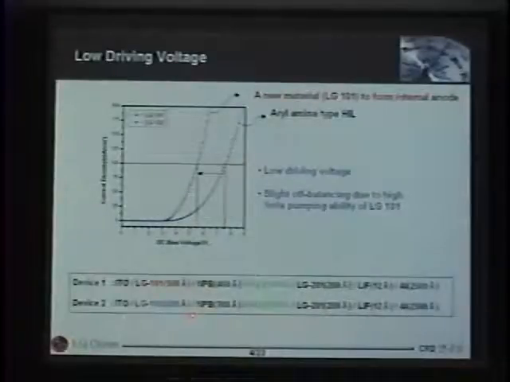But when we substitute this hole injection layer with the totally new material called LG101, you can reduce the driving voltage. For 100 milliampere per square centimeter, it requires about 5.5 volts. So we can get a low driving voltage, but the problem, as I mentioned earlier, is that the hole pumping ability of LG101 is very strong, but the electron pumping ability cannot match the hole mobility of this system. So there is some mismatching of the carrier mobilities.